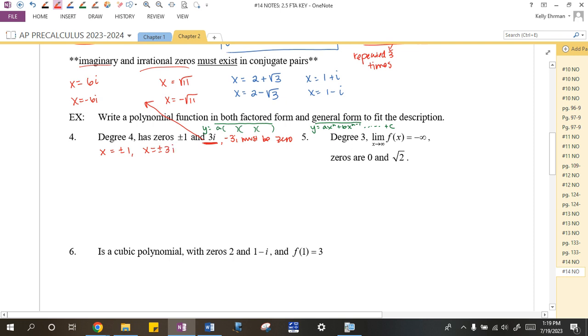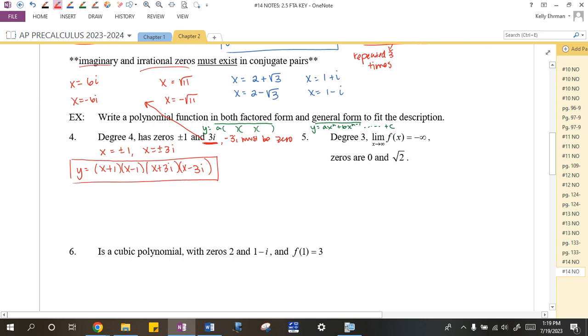So if you're trying to come up with factored form, you can say, well, let's just make it y equals... If plus or minus 1 are the zeros, we can say x plus 1, x minus 1. If plus or minus 3i are zeros, we can say x plus 3i, x minus 3i. This is degree 4, right? If I were to FOIL this together, I have 4 of these x's. That would be x to the 4th. This would be the factored form of this problem.